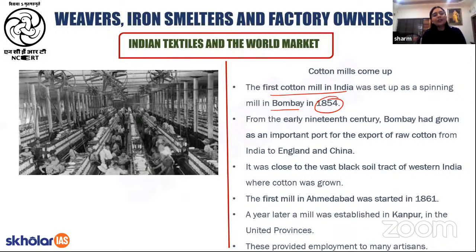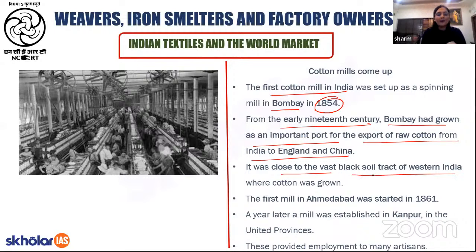1854 के अंदर। उसके अलावा स्टूडेंट्स, from the early 19th century, Bombay had grown as an important port for the export of raw cotton from England to China. Now, there was one important reason as to why Bombay particularly became an important textile center. The reason was that, students, it was close to the vast tract of black soil of Western India, wherein the cotton was grown. So naturally, students, if any particular factory is located near the source from where the raw material is being gained, then there is this principle of setting up any particular industry that you have to set up in a particular area which is around the raw material.